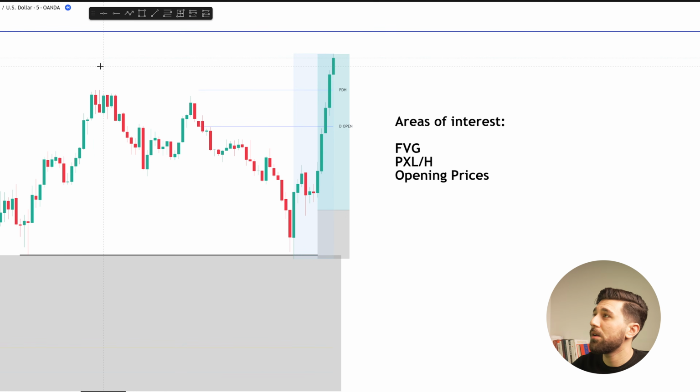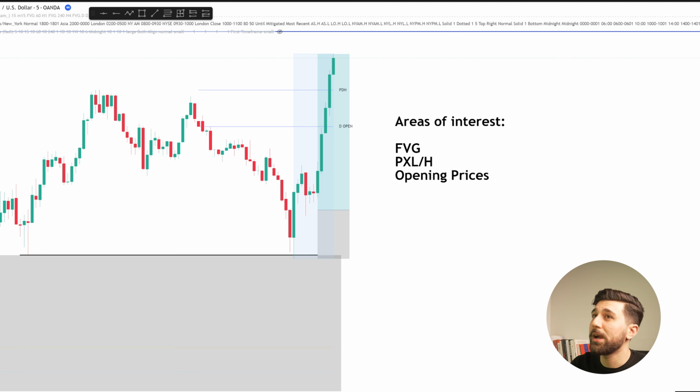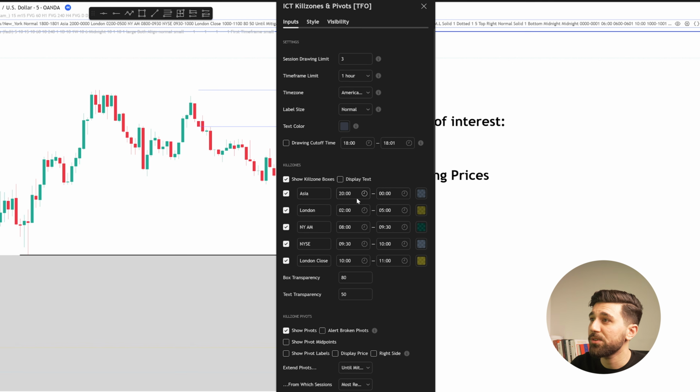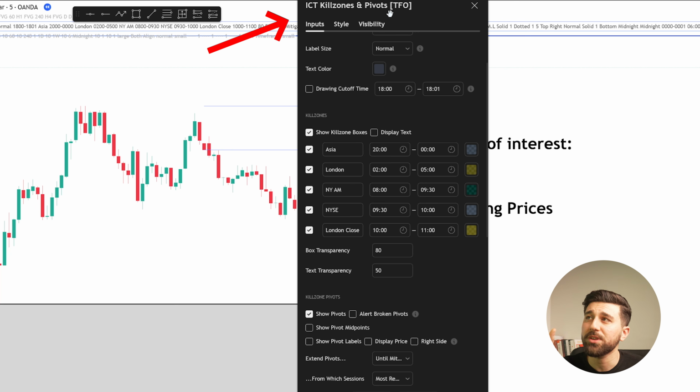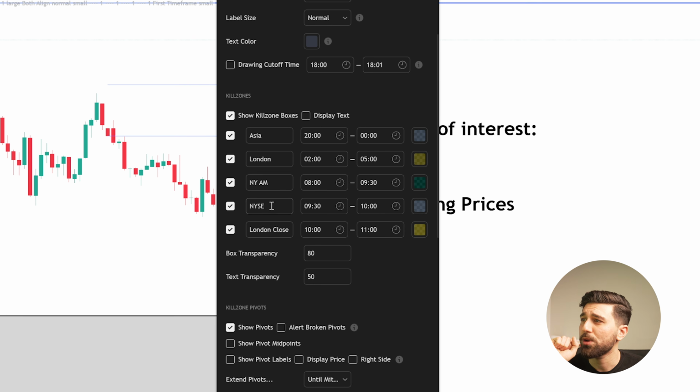Now, as I have promised you guys, I will show you my indicator settings for this indicator right here. The indicator is ICT Kill Zones and Pivots by TFO. I really love this indicator. It just makes my life so much easier. What I have is Asia, London, New York AM, NYSE and London close, and these are the exact settings that I have for these times.